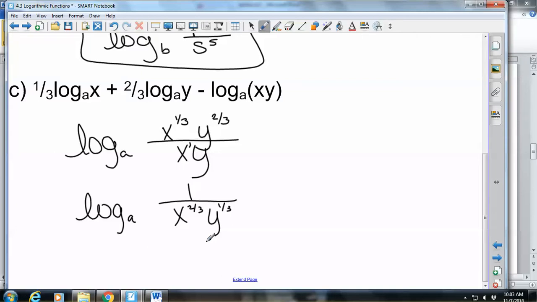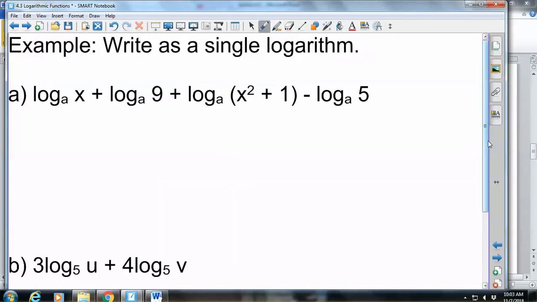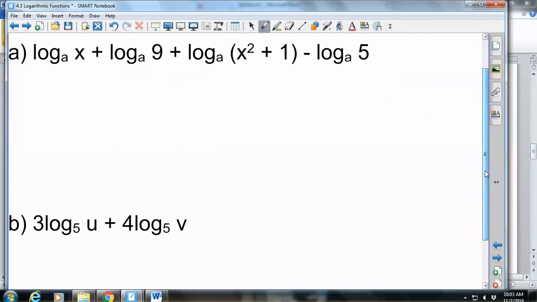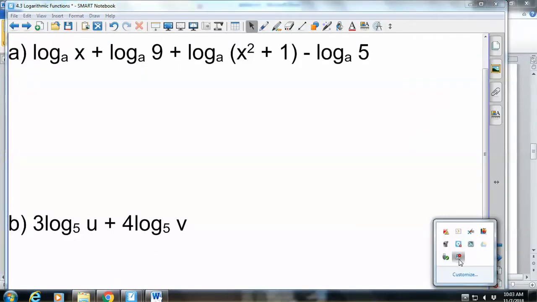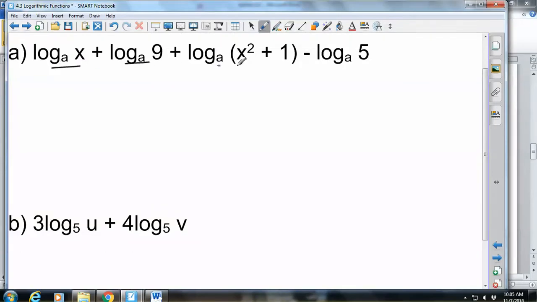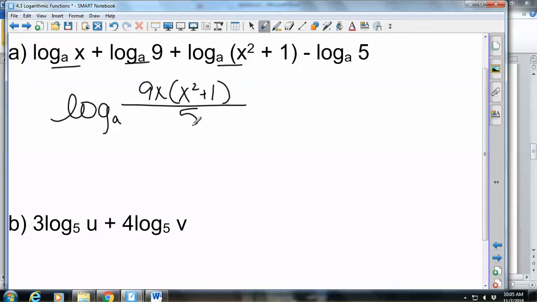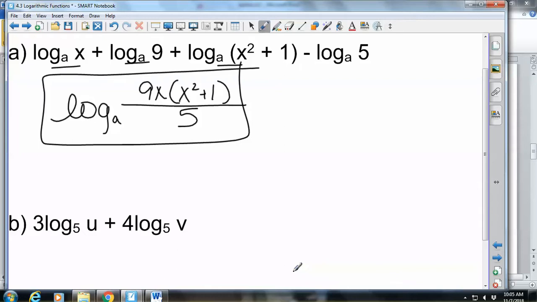Alright, can you guys try a couple? I'm just going to give you 2. Go ahead and condense these. These 3 logs are all positive, so that's all going on top, multiplied together. So x times 9 would be 9x times the x squared plus 1, divided by the 5. If you wanted, you could distribute the 9x, but you do not have to. You can leave your answer like that.